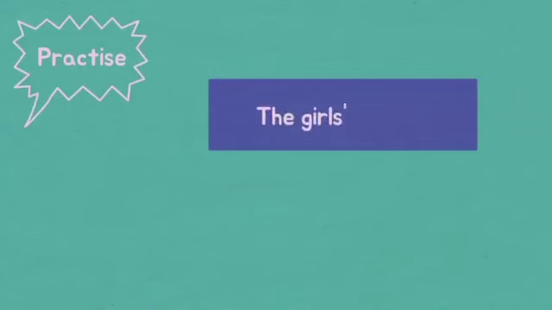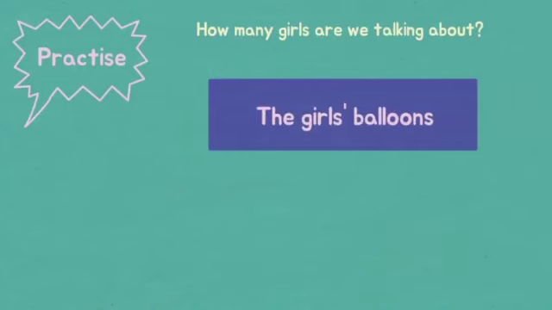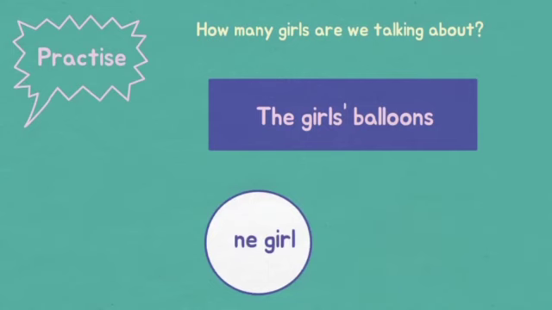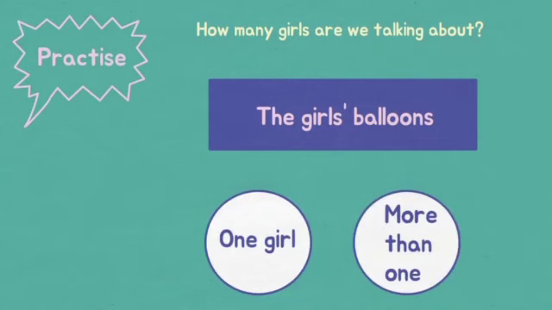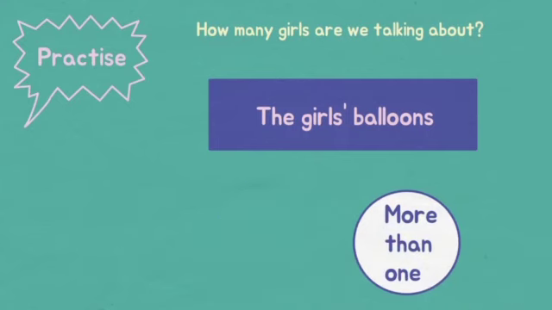Let's practice now. Look at this sentence. Can you tell how many girls we are talking about by looking at the position of the apostrophe? Is it one or more than one? You are right. We are talking about more than one girl because we can see that the apostrophe is written after the letter S. It means that the balloons belong to more than one girl.